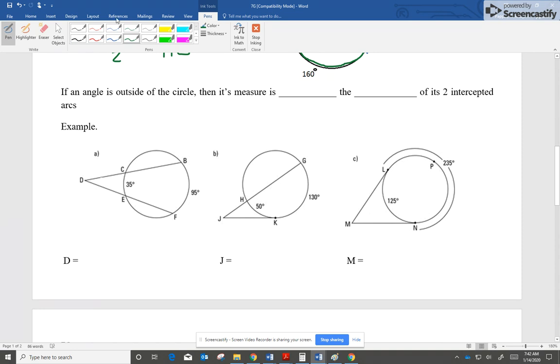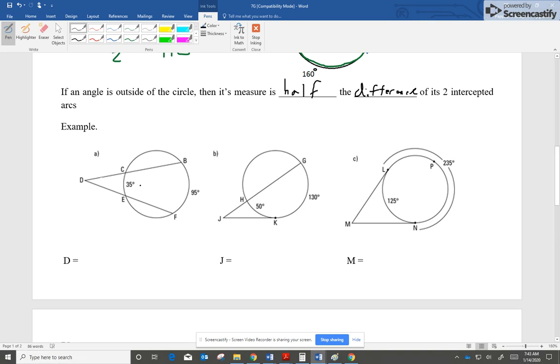Lastly, when we get down here, if I have an angle where the vertex is outside of the circle, the measure is half the difference. Okay, it's half the difference, and of course, difference means subtract. So half the difference of the two intercepted arcs.